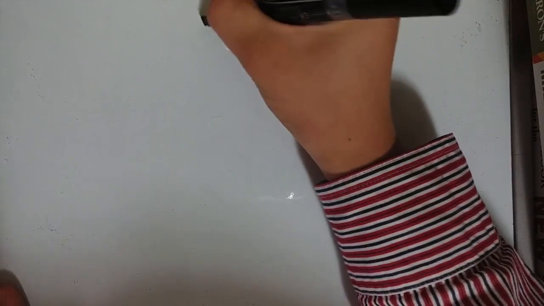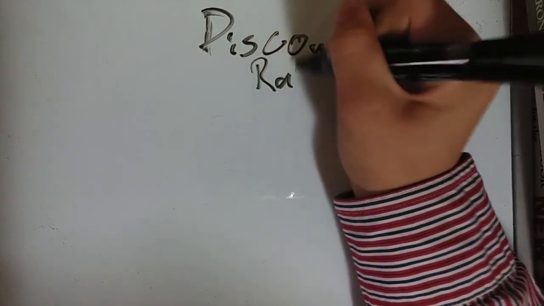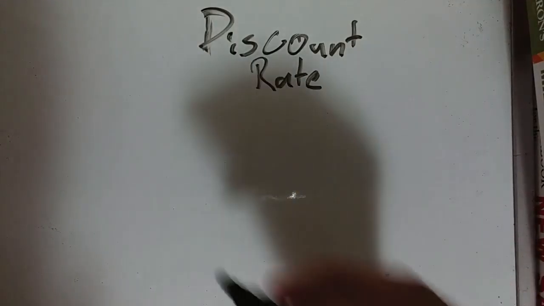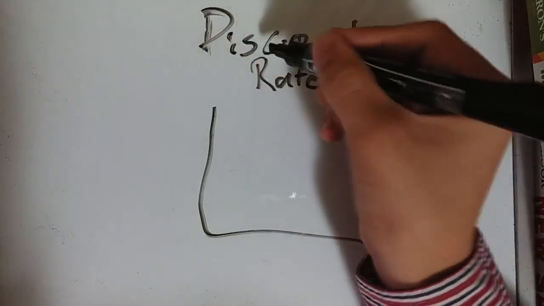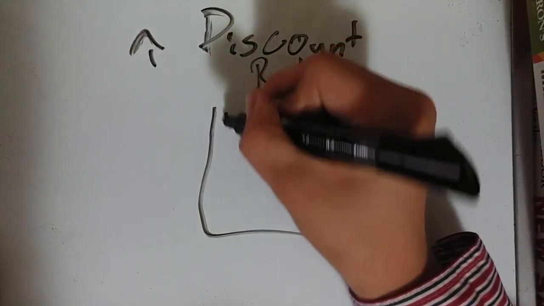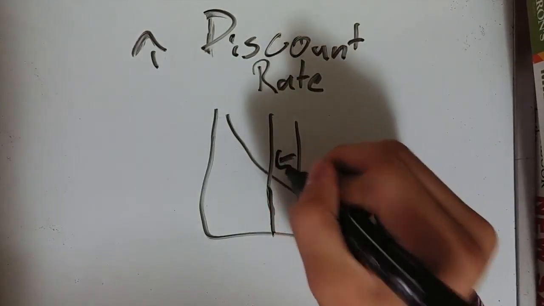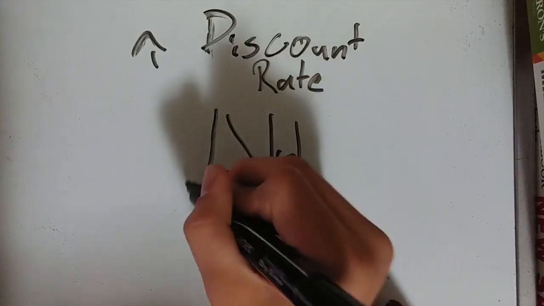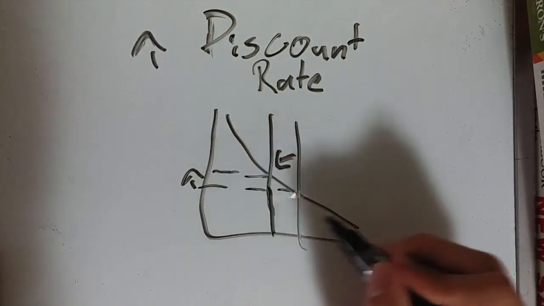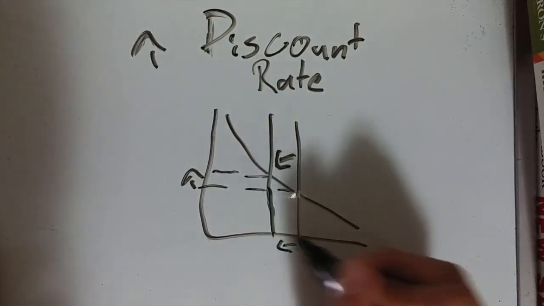Now, what happens for discount rate? It's very similar. I'm going to make this really quick because it's basically the exact same thing that happens to the graph for required reserves. If you increase your discount rate, you're going to cause the supply of money to shift to the left, increasing your interest rate, decreasing your quantity.